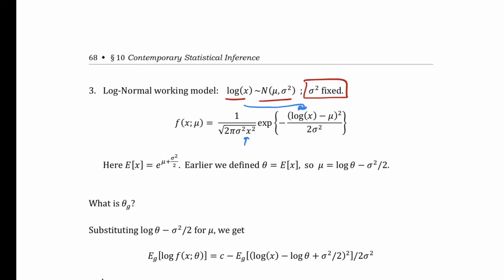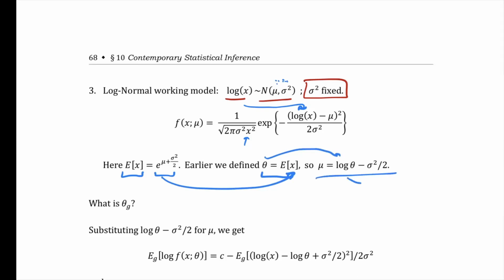And in this case, the average is this weird e to the mu plus sigma squared over 2. And it's weird because I'm on the log scale, so I've got to go back to the original scale to make use of my parameters here. So earlier we said we were interested in the mean. So let's define theta to be the expected value of X. And then, since this thing is that, I can get theta to equal mu to equal this thing.